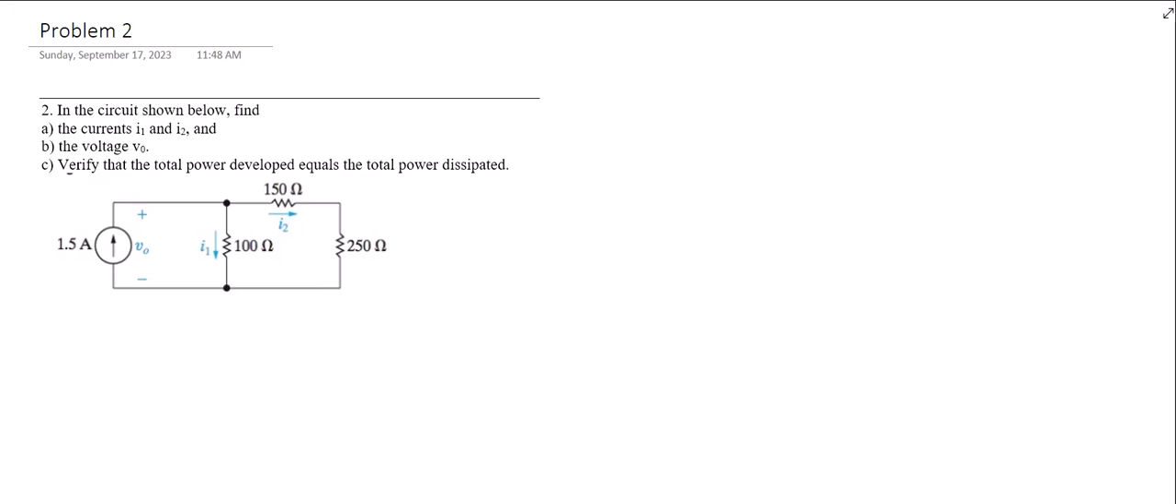Let's take a look at this circuit. We're going to use Ohm's law and KVL and KCL to find what they're asking for in the problem.